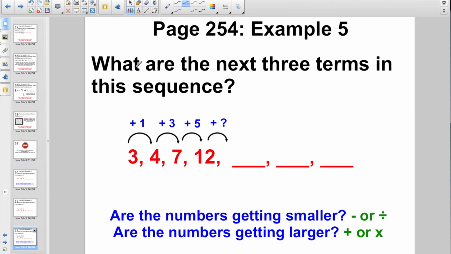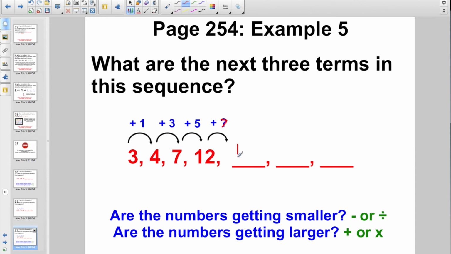So check out this guy again. What are the next 3 terms in this sequence? 3, 4, 7, 12. I started with 3. I added 1 to make 4. Then I added 3 more to get 7. I added 5 more to get 12. Add 1, add 3, add 5, add 7, because I'm going up by the odd digits, aren't I?